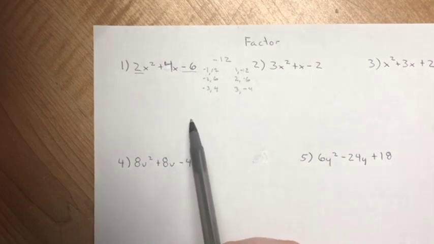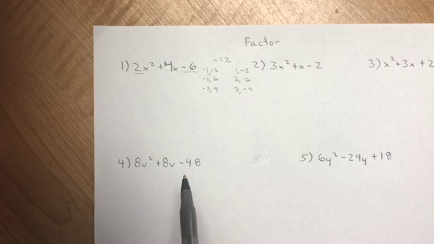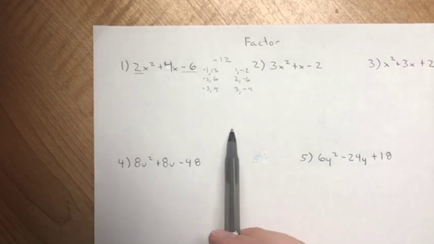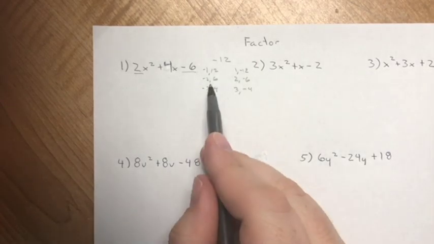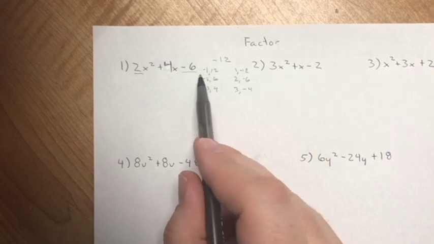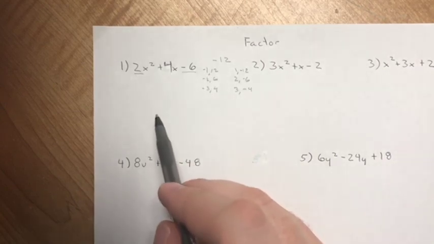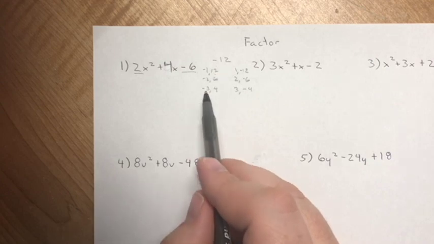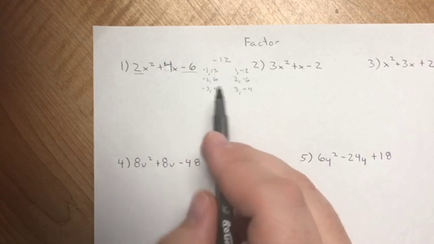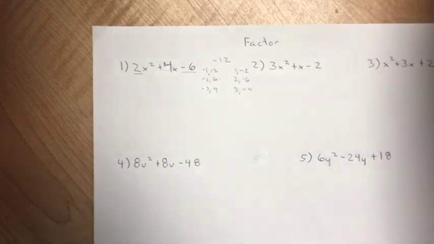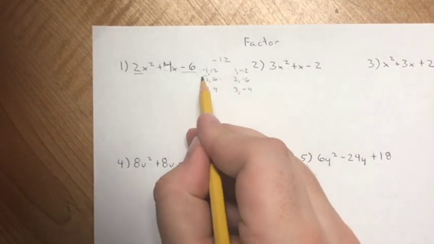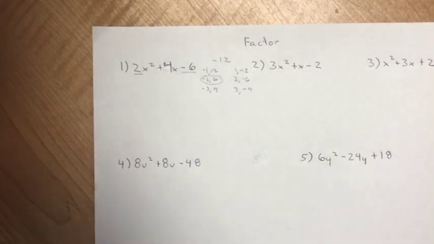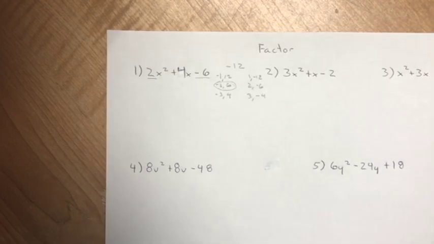This goes to step C. Choose the factor of AC that adds to B. So if I look at all of these numbers, I need to find out what adds up to a positive 4. Well, negative 1 and 12 will not do that, but if I have a negative 2 and 6, it will add up to a positive 4. So this is the factor that I'm going to choose, which gives me step D.